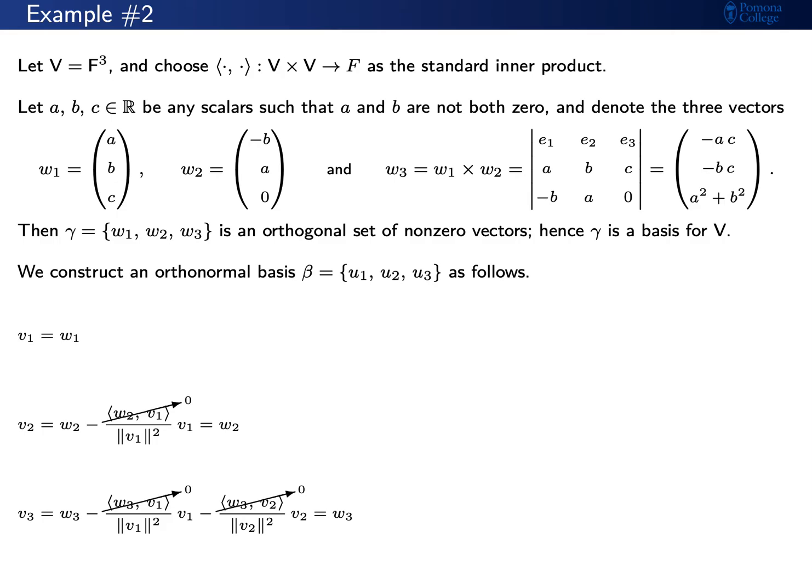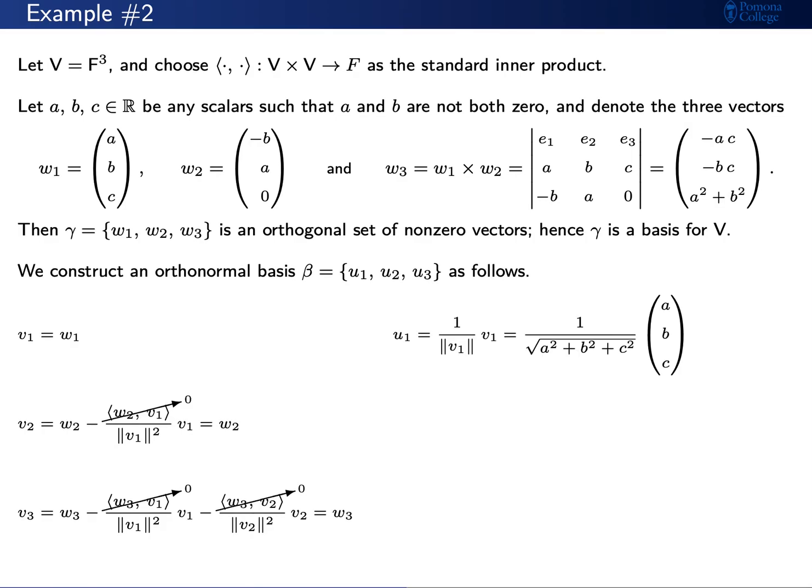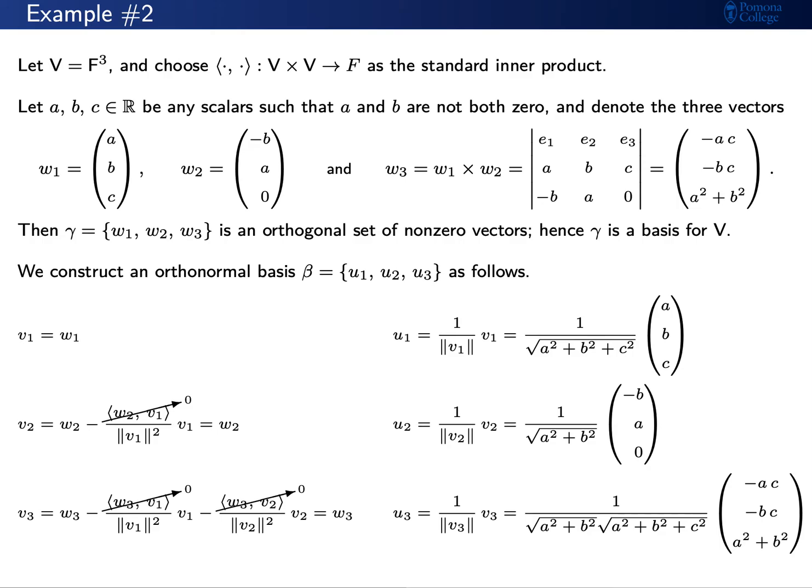Now, in order to compute our orthonormal basis, we must normalize these vectors. For U sub 1, we normalize the vector V1 to find the vector you see here on your screen. Similarly, for U sub 2, we'll normalize the vector V sub 2. And finally, for U sub 3, we will normalize to find the vector U sub 3.